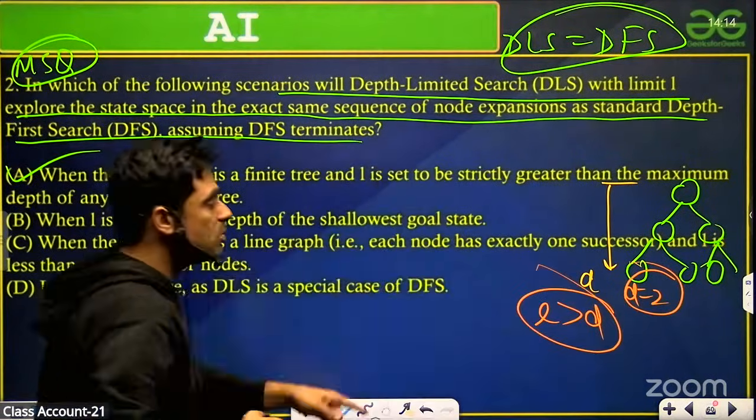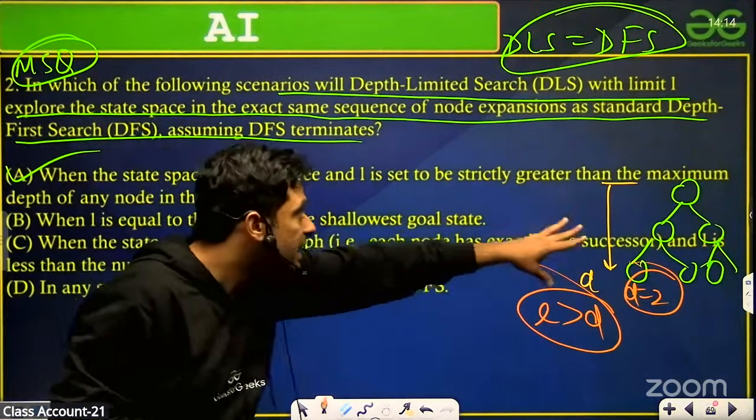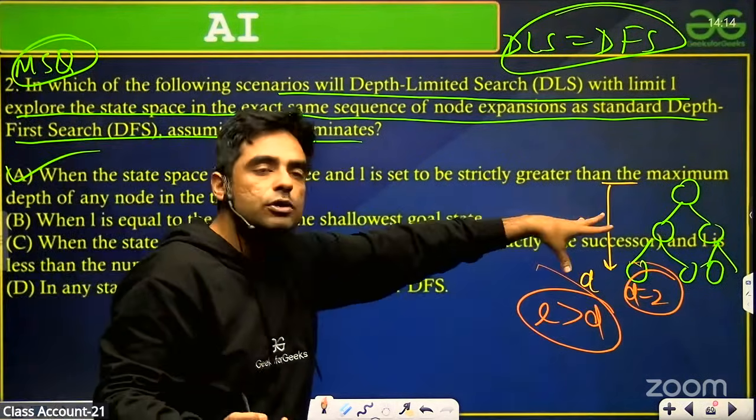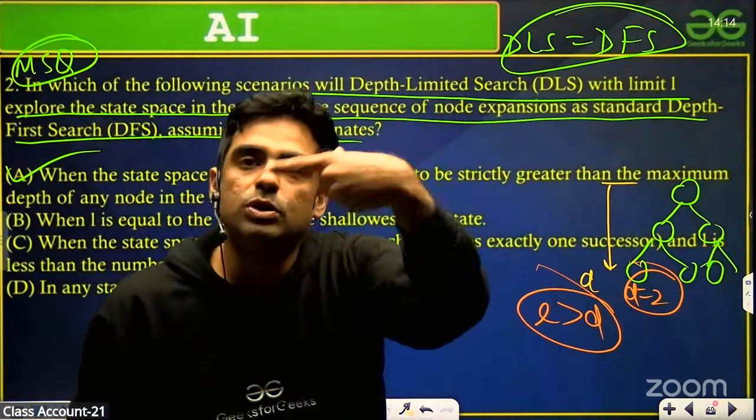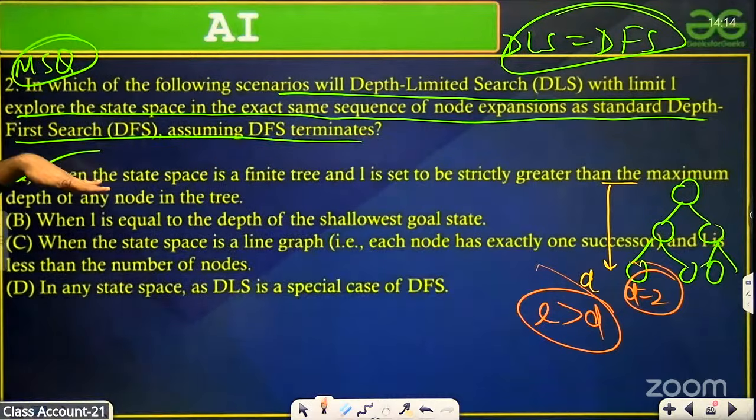If I set this value of limit that is greater than the depth of the tree, then obviously it is for sure that the depth limited search would behave as what? Would behave as DFS. So option A is correct here. I hope you are getting this.